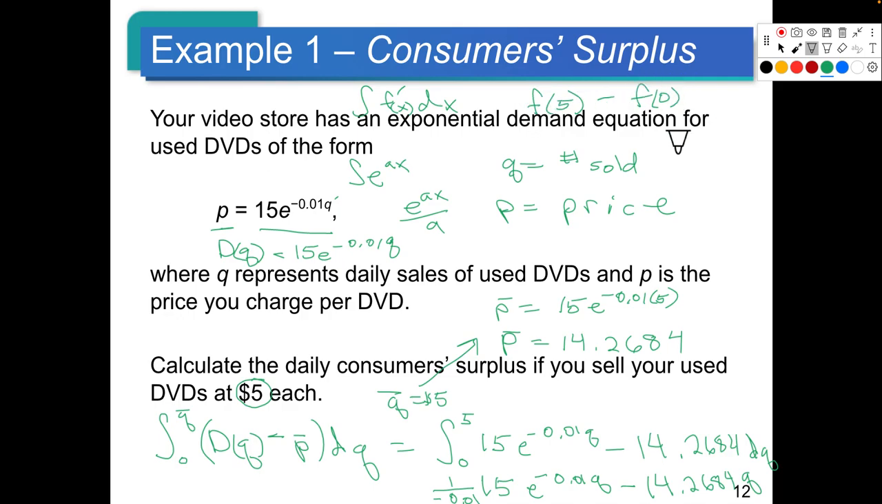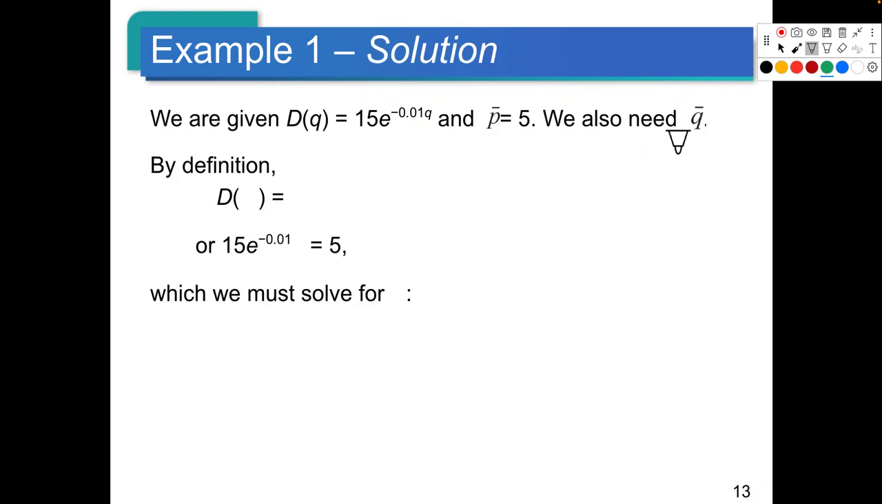So let's walk through and watch the rest, because it's going to get a little bit messy. Oh, these disappeared. I thought I moved them earlier. So this should be, by definition, d of q bar equals p bar.